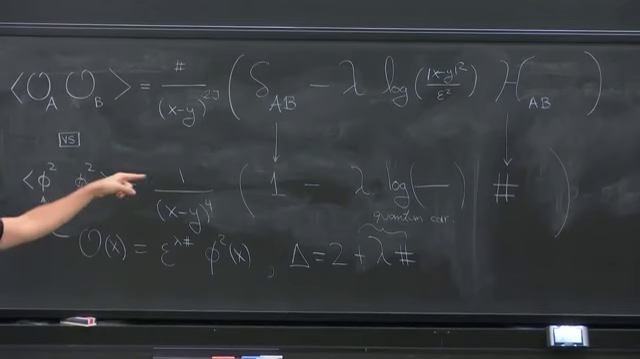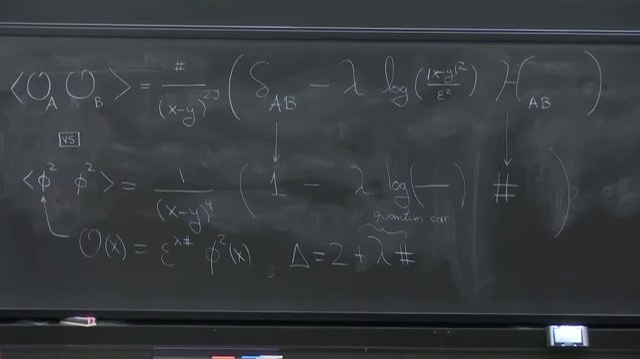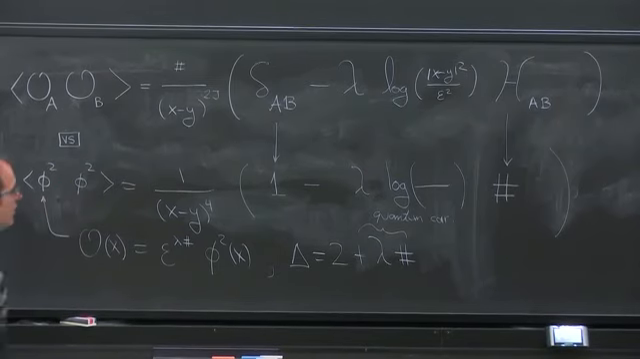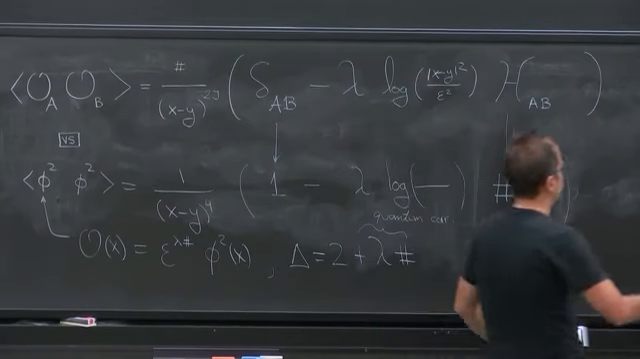Instead of 1 and the number, we have delta AB and the matrix. We diagonalize the matrix, right? So if you diagonalize the matrix, we go from the first line to the second line. So it's clear what we should do.